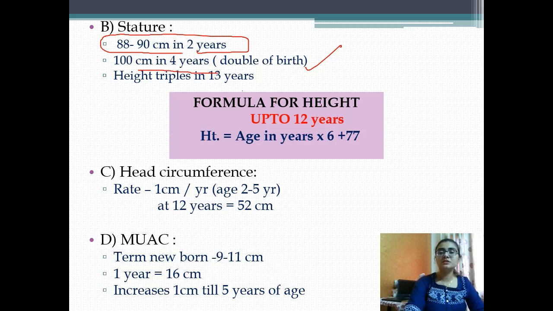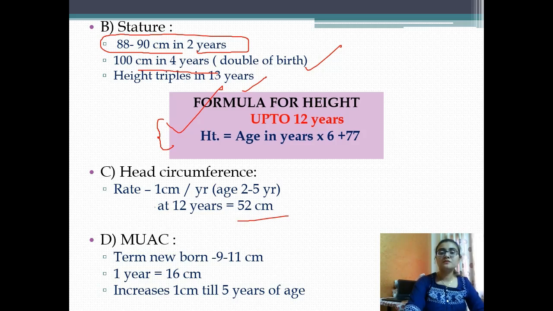Height triples in 13 years. Here is the formula given for calculating height. This is important: age in years into 6 plus 77. Head circumference increases 1 centimeter per year from the age of 2 to 5 years, and at 12 years it becomes 52 centimeters.